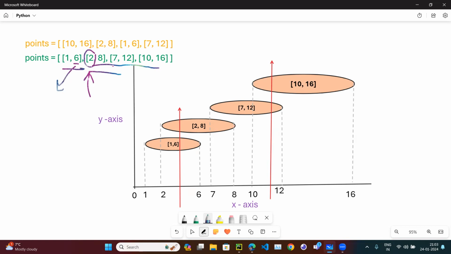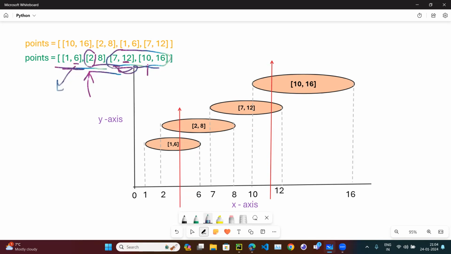Then check the next one. Is 7 less than 6? No, 7 is not less than 6. So this balloon is not overlapping with 1 6. Now we increment our arrow, because one arrow was completed here and when this balloon comes, at least one more arrow is required to shoot it. So we incremented our arrow, and we also have to update our end variable.